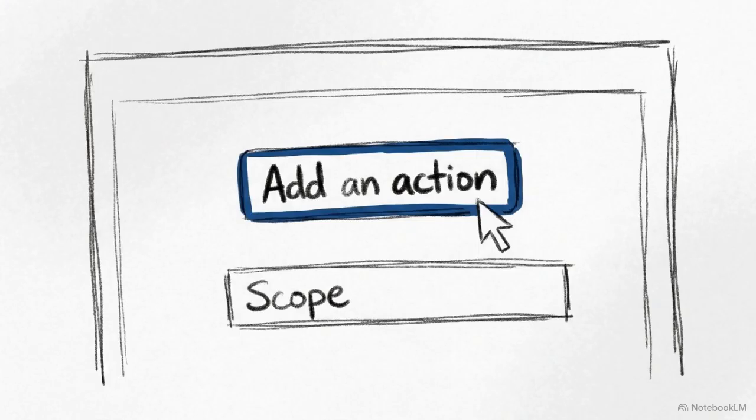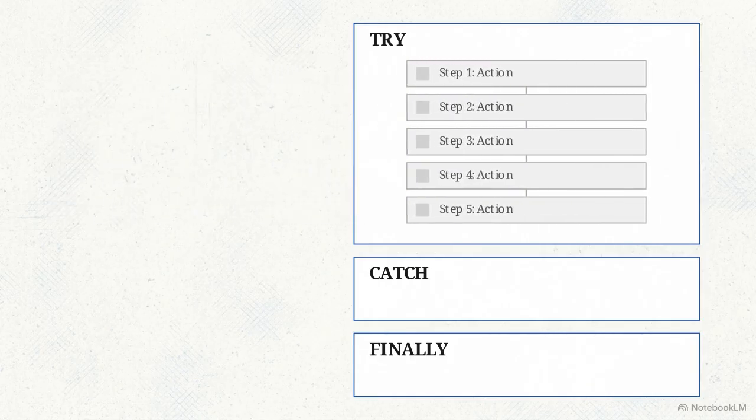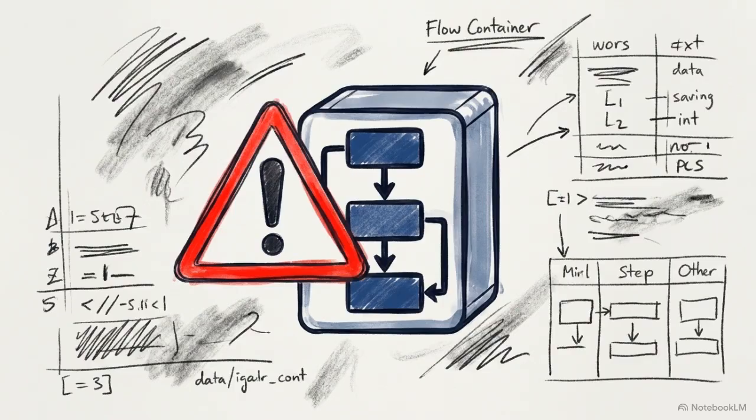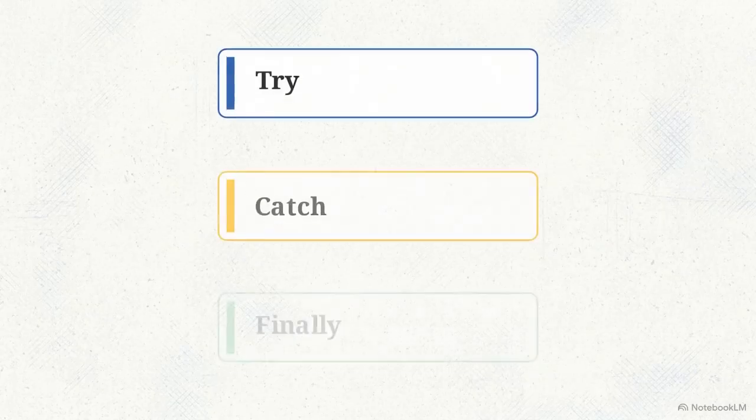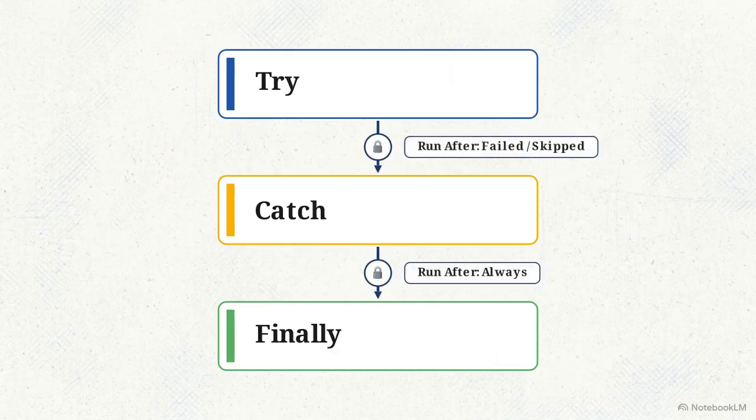Back in your flow editor, click Add an Action. Search for Scope and add 3 of them to your canvas. Rename them exactly to Try, Catch, and Finally. Next, drag your entire existing business logic, all those steps you built previously, directly inside the new try container. Your flow is now visually organized, but it is still vulnerable. To make these containers actually work as a safety net, we have to define the logical rules connecting them.